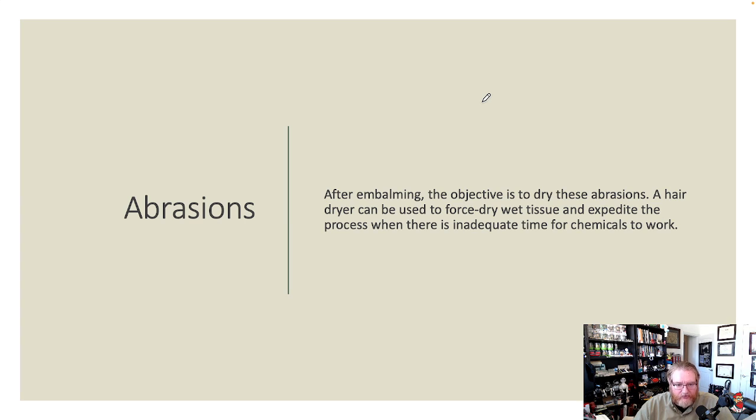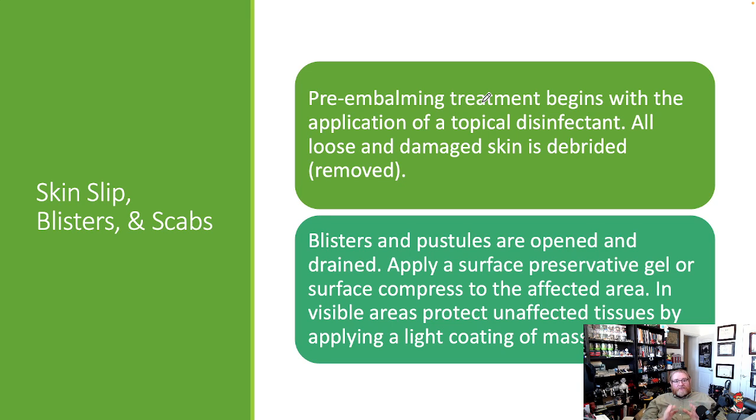And how are you going to do it? You're going to force it. So a hair dryer can be used to force dry wet tissue and expedite the process when there is inadequate time for chemical to work. Now, ideally, you can slap a surface compress on this and let it do its job. But if you picked it up at noon and it's viewing at 3, chances are pretty good you don't have that type of time available. So you're going to break out the hair dryer and let that do it for you. As a rule of thumb, if you need something dried yesterday, a hair dryer is what you're going to use to do that. Okay? Not a heat gun, a hair dryer.